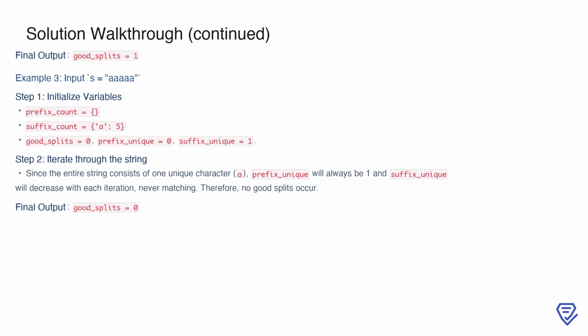As we iterate through the string, we see that every character is a. Adding it to prefix_count during each iteration results in prefix_unique always being 1, as there's only one unique character in the left partition. Meanwhile, suffix_unique decreases by 1 after each iteration as we decrement the count in suffix_count. However, because prefix_unique and suffix_unique never match at any point, no good splits occur. Thus, the final output for this example is good_splits equals 0.